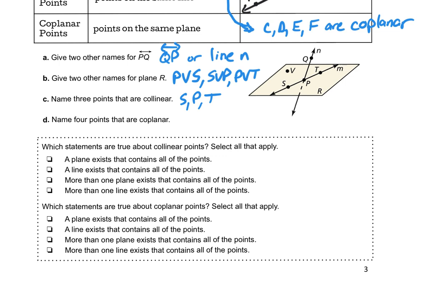Do we have anywhere else where 3 points are on the same line? No, like here we have Q and P, but there's no point down here on the line. So we only have 2 on this line. N's not a point, okay? V is out here, but V is not on a line. It's just sitting there on the plane, right? So S, P, and T.